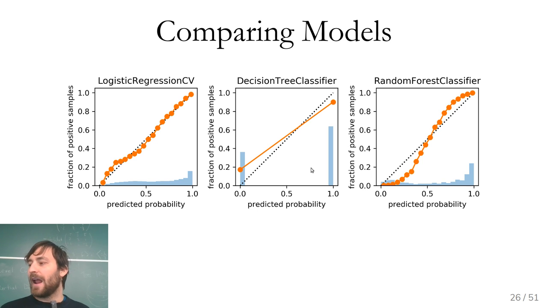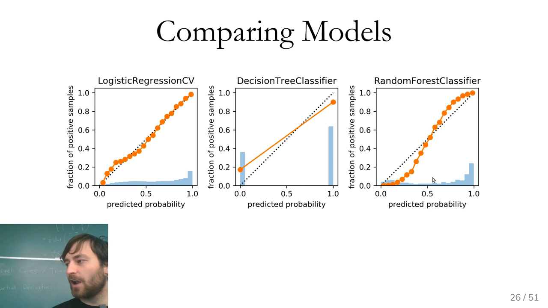Your decision tree classifier, as I mentioned, basically only has two modes. You can see at the bottom the number of points in the bins. This is the number of points in the bin overall. And so all points are either at zero or at one. You can see that the line is sort of skewed because it's not a perfect classifier. And basically, it has no real sense of uncertainty.